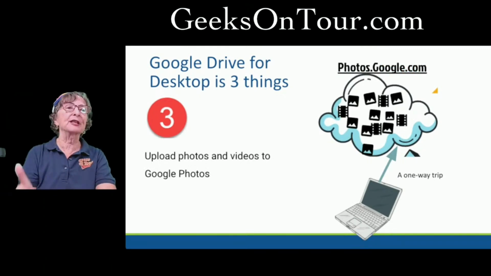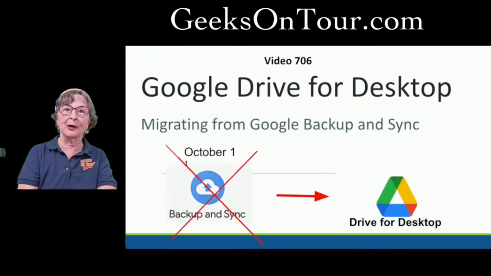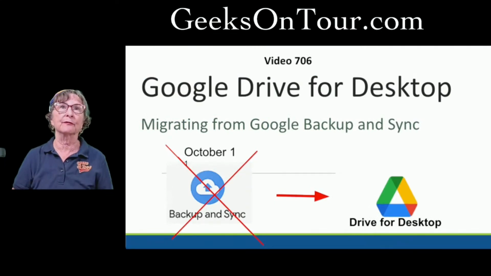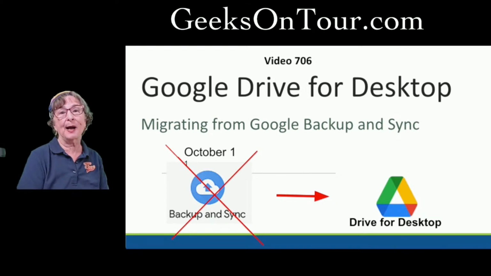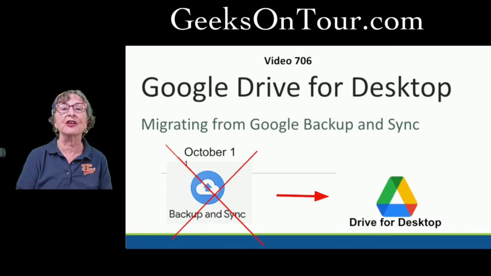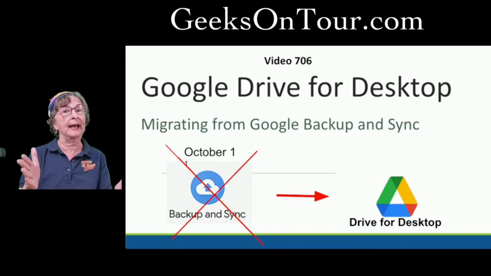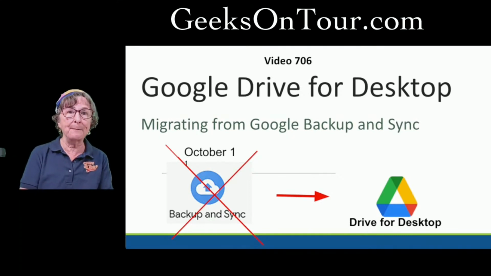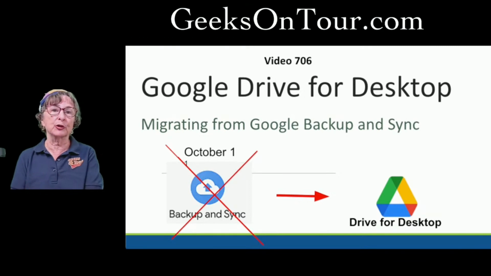And then number 3 is what we just went over, that you can use Google Drive for desktop to go to Google Photos. Now, why did I schedule this for this week? Well, because on October 1, Backup and Sync will stop working. And I saw a couple of comments already from the audience that you've already gotten some messages saying, hey, you need to change this. So you need to migrate from Backup and Sync to Drive for desktop.